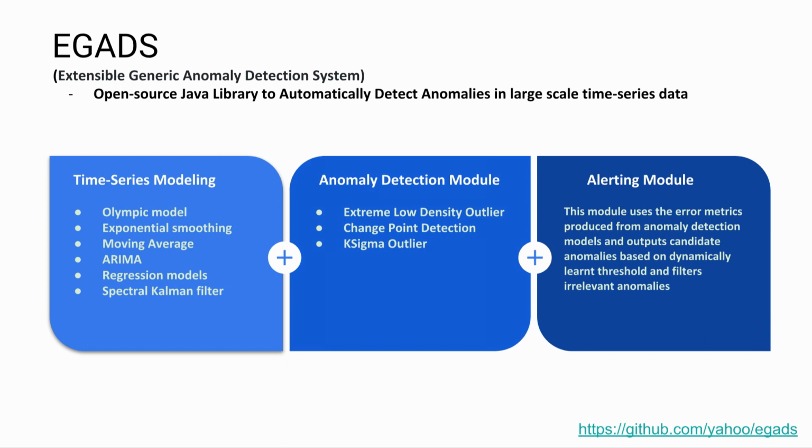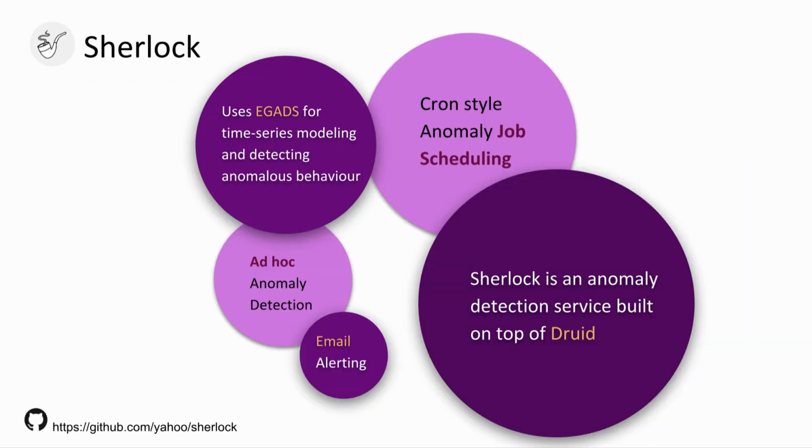And then in the alerting module, we compute the residuals from the predicted time series from the time series module, and we use the anomaly detection module on top of the residuals, and we allow it to learn the thresholds dynamically so that it adapts to the changing patterns and the trend. It also filters the irrelevant anomalies and gives you the most accurate result. So in the next slide, I'm going to talk about Sherlock.